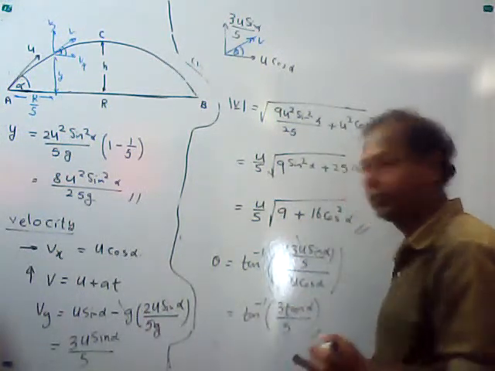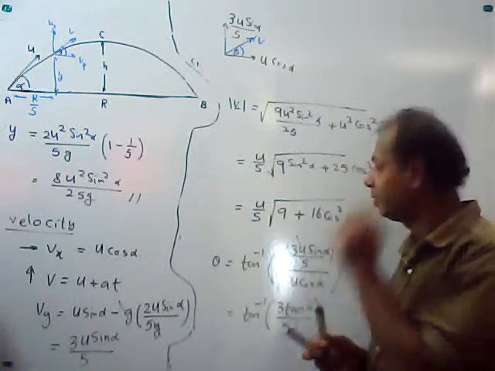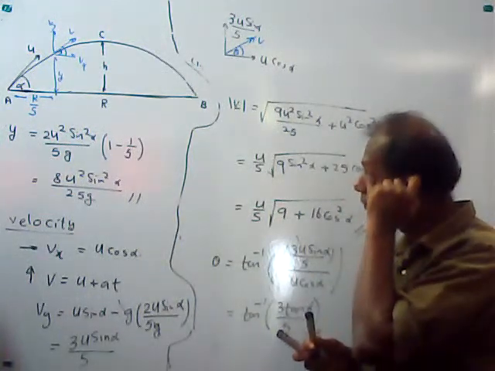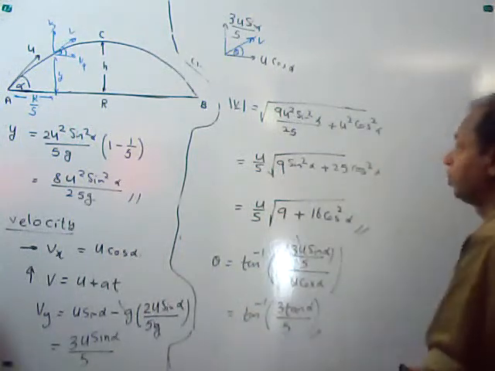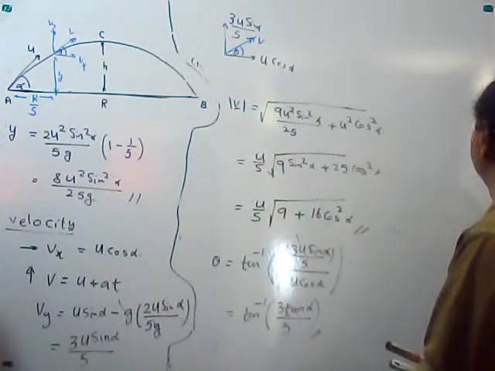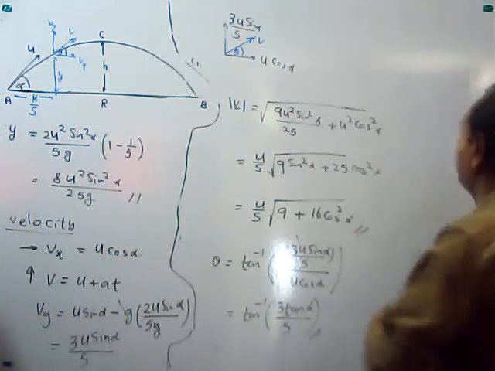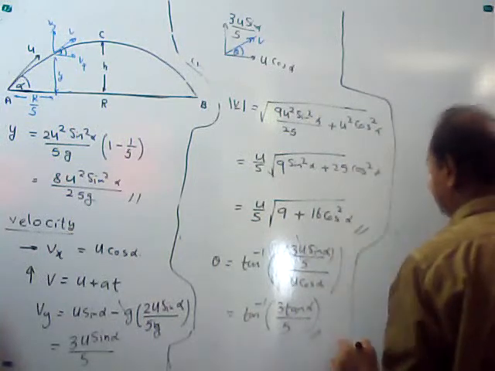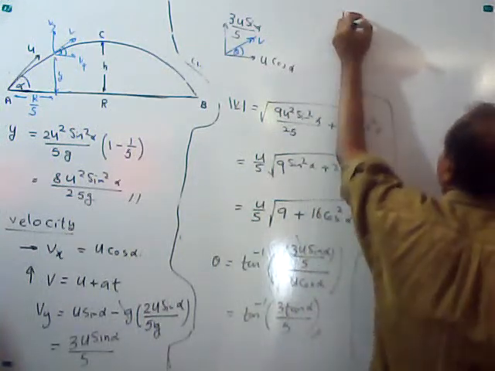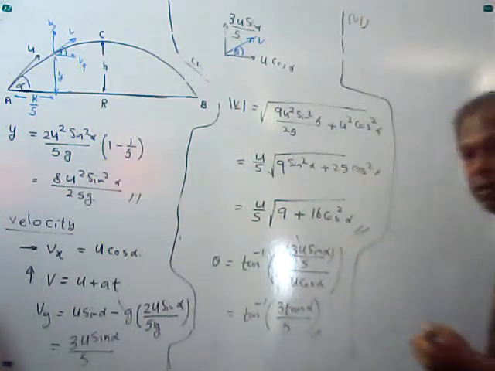3 tan alpha over 5. Right? So this is the final answer for part 5. There's a part 6 also. Part 6 and part A, right?